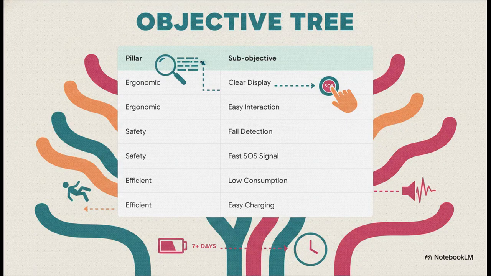So here is how the whole objective tree comes together for this product. Just look at how our 3 pillars break down into really specific, actionable sub-objectives. Under Pillar 1, ergonomic and accessible, we branch down to a clear display, which translates to large fonts and high contrast. We also branch to easy interaction, ensuring there is a physical, tactile SOS button rather than a confusing touchscreen menu that's impossible to use in an emergency. Under Pillar 2, reliable safety, we specify accurate fall detection with high sensitivity and a fast SOS signal that uses loud audio notifications to overcome any hearing impairments.